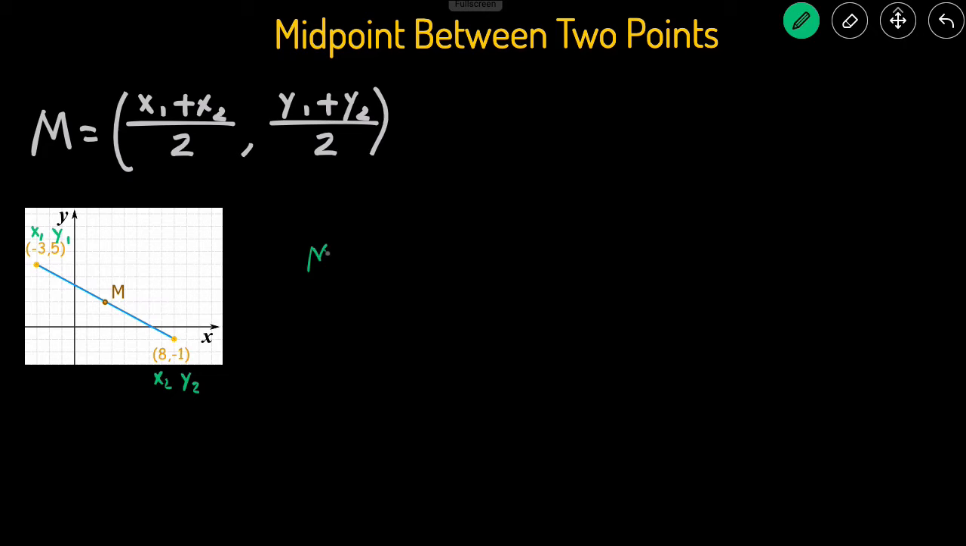So the midpoint is going to equal the sum of the x's, -3 plus 8 divided by 2, and then the y coordinates would be the sum of the y's. y1 is 5, y2 is -1, and also divide that by 2. -3 plus 8, that's just 5. So this would be 5 over 2. And then 5 plus -1, that's just 4. So that's 4 over 2.